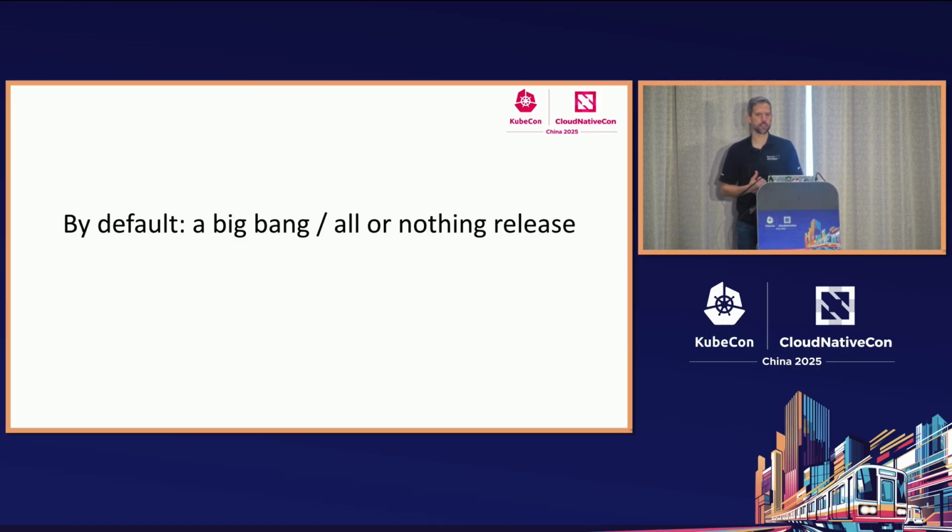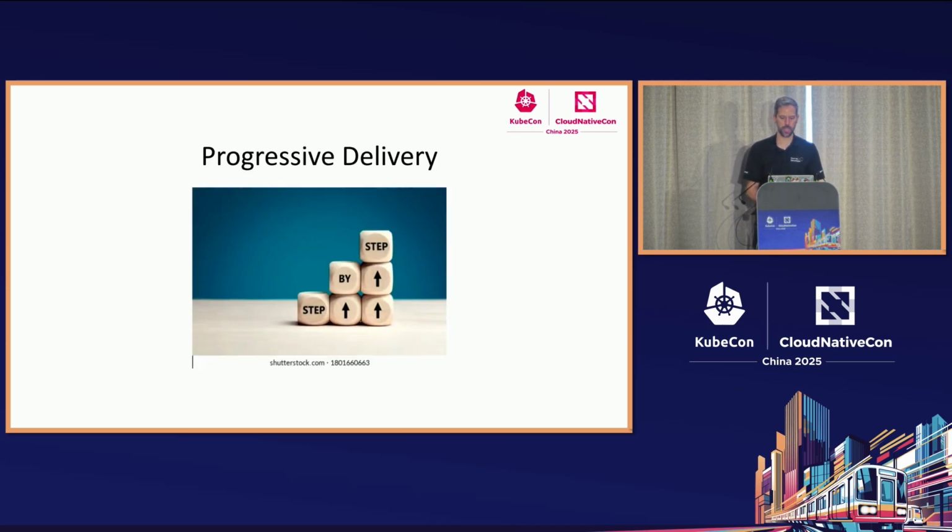So GitOps is great. It automates a lot of stuff. But by default, it's a big bang, all-or-nothing release, right? So you make that pull request. You say, okay, my desired state has changed. Now roll it out. And it's going to potentially roll it out pod per pod, but it's going automatically from 0 to 100 in production. So we probably want to do that a little bit more progressively. And that's the idea behind progressive delivery: to make that a step-by-step process where you have a little more control over how you're going to go to production.